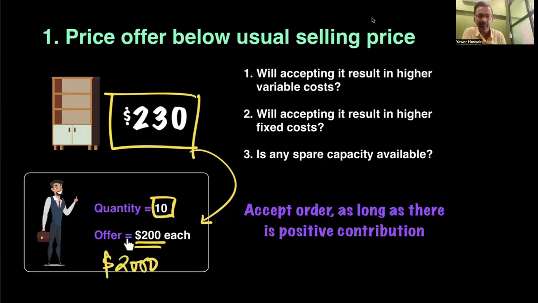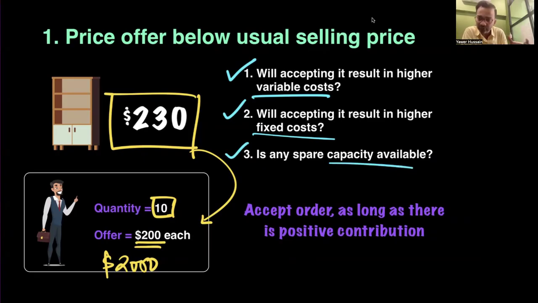Okay. Now, in making these 10 units, some things that you will have to consider would be, will there be higher variable cost? Of course, you'll have more wood, you'll have more labor, so more direct costs. Will it result in higher fixed costs? Maybe you'll have to rent a warehouse, and that means there is a cost to it. You will also have to see whether you have the capacity to produce or not. Remember, whether you have the leftover resources to make this extra 10 units or not.